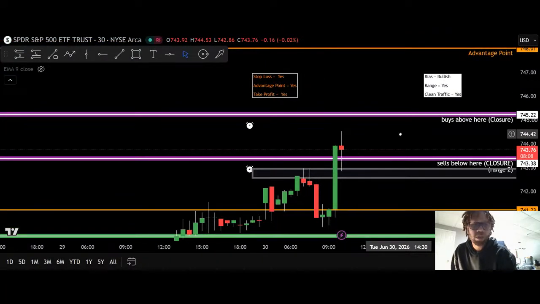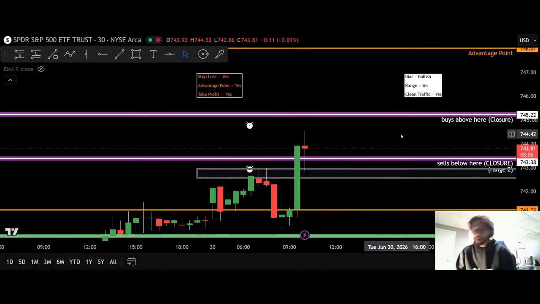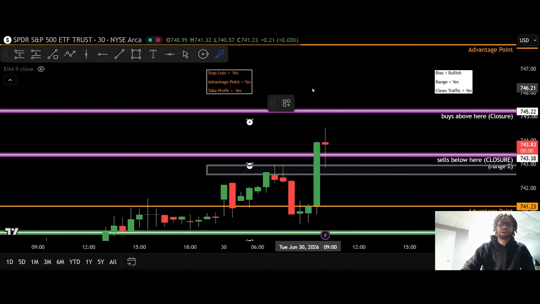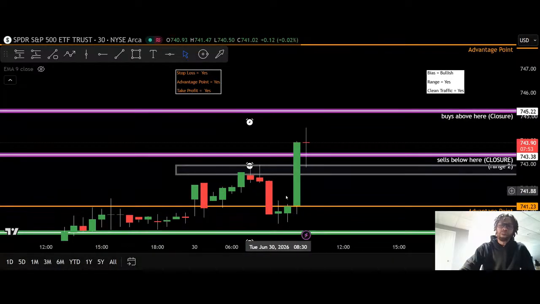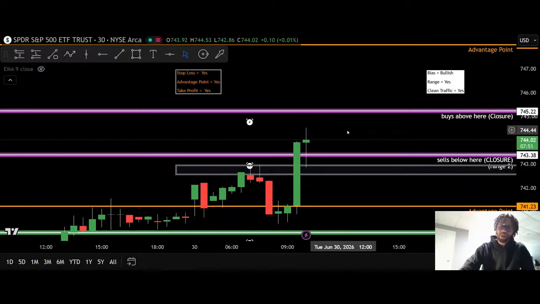Okay, we got about 8 minutes for the 30-minute candle close. And again, this previous bullish candle closed with little to no top wick. We'll flip back bullish.